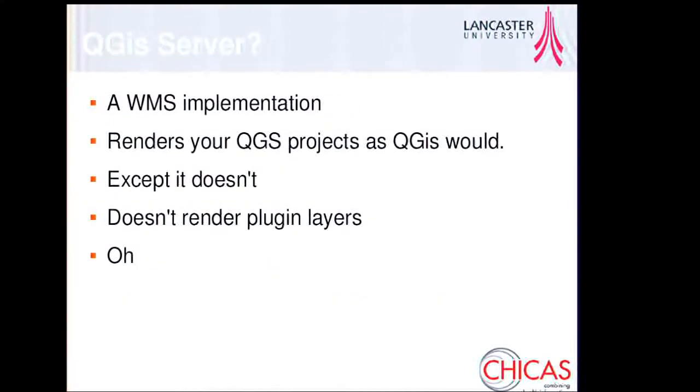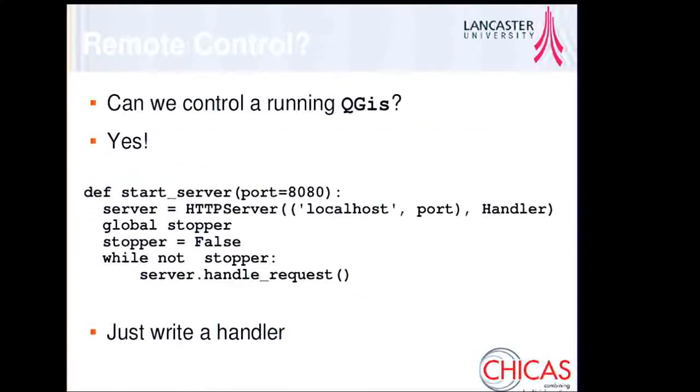Okay, so the QGIS server didn't really work. So I thought, I've got to have full control over QGIS. Can we control a running QGIS to do exactly what we want with it? I figured out a way to do it via a Python web server. Python's fantastic. In about three lines of code, you can have a web server running, and you can write some more code to tell it what to do when it gets requests.